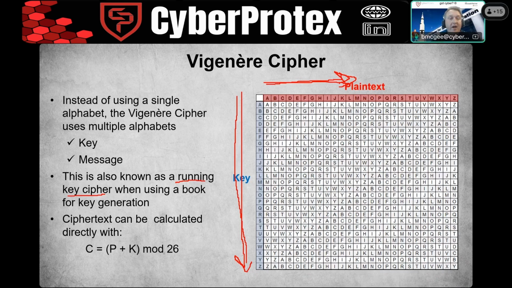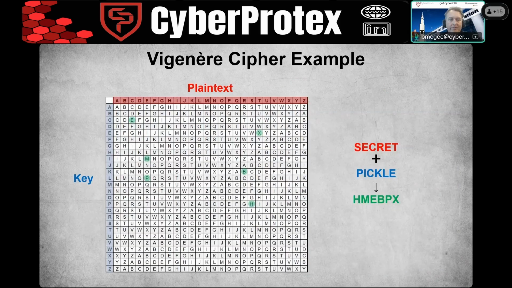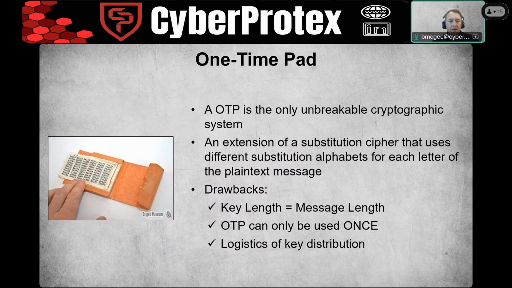So check it out. If we had the word secret as the plain text, and we had the word pickle as the key, what would that look like? Well, if we take S and we take P, we bring them together, what do we got? Bippity boppity boo. We got H. P and S would equal H, E and I would equal M, and you can actually do this on your own time. So that's the Vigenère cipher. This is something that I really enjoy, and you may as well.